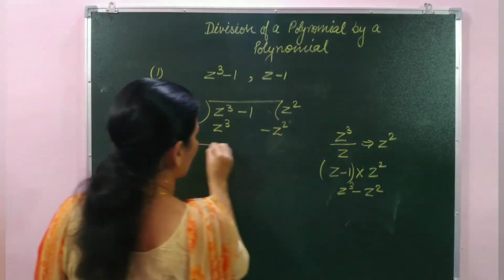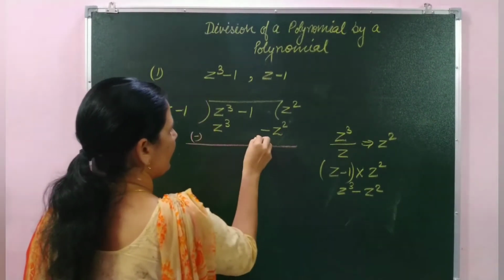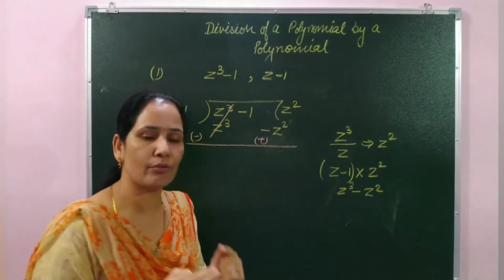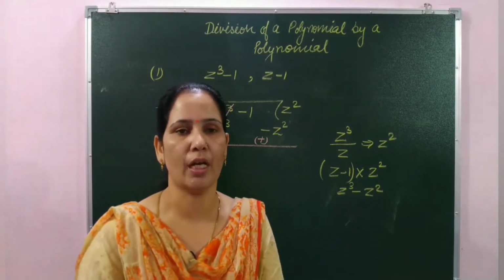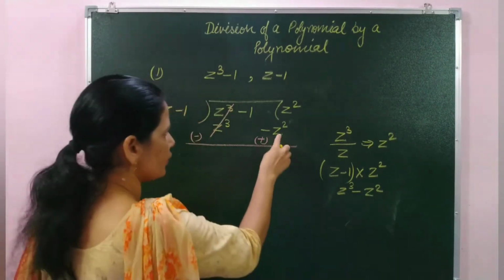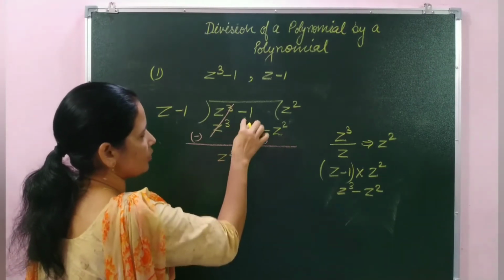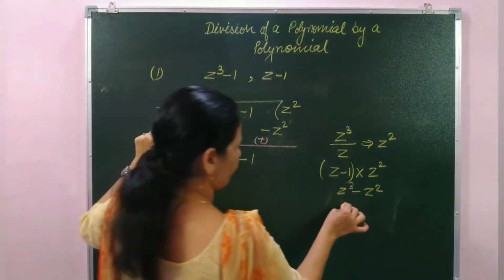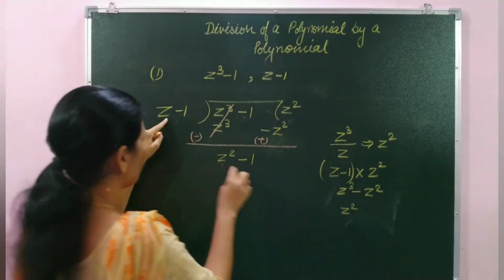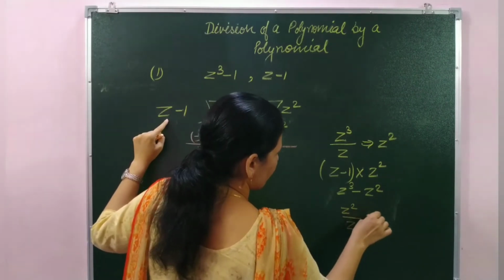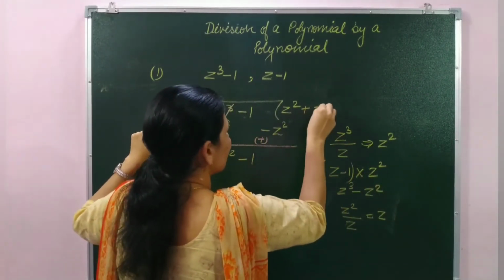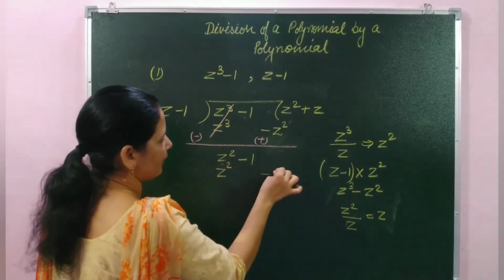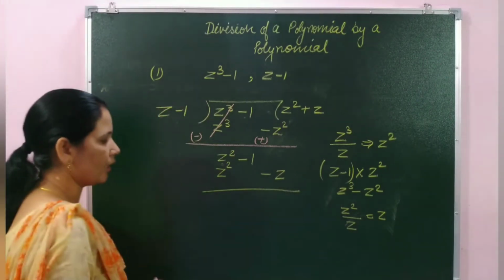Now how to solve this one? Here is minus and plus, so they cancel out. And we know very well, when we write an algebraic expression for division, we arrange them in descending order. So first you write z square, and then this minus 1 comes down. Okay student? Now the first term is z square, and we are going to divide it by z. So the answer is z only. So the next term is plus z. So z multiplied by z is z square, and z multiplied by 1 is minus z. Okay, same here.